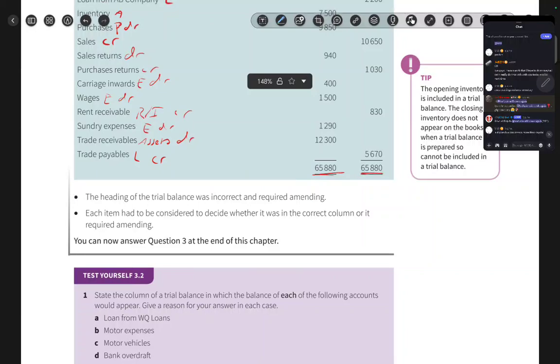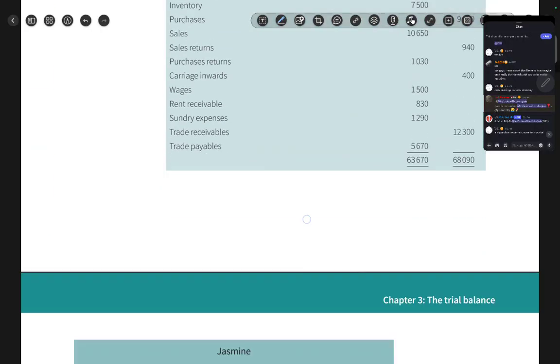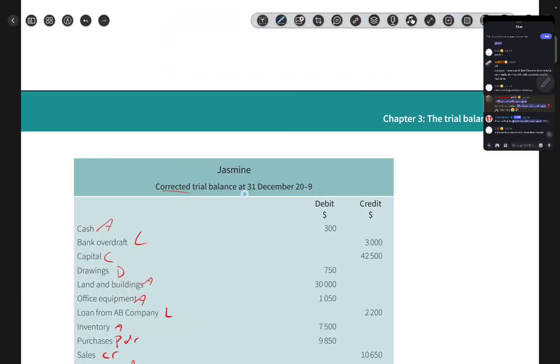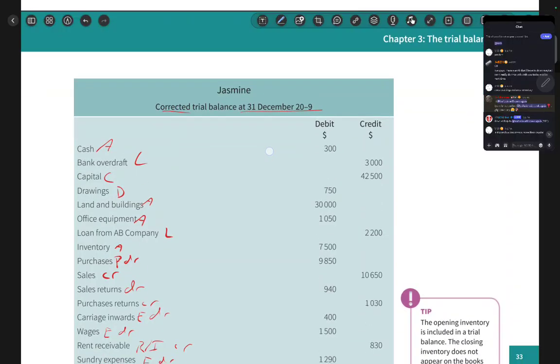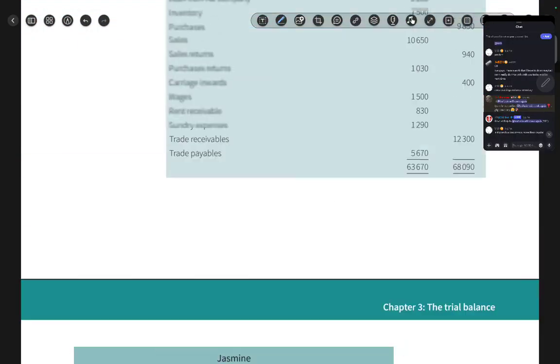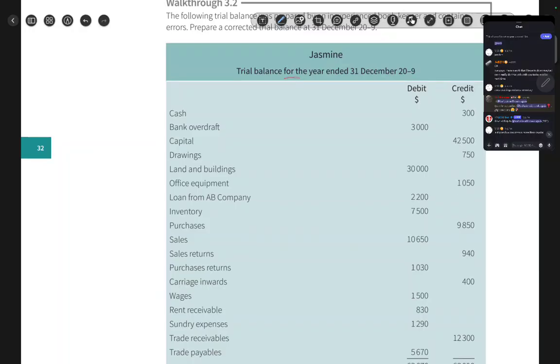The heading of a trial balance was incorrect and required amending. Let's see what error the heading had. For the year ended 31st December 2009, it should be trial balance at 31st December 2009. Because this trial balance is the list of balances at 31st December. It's not for the year, so it has nothing to do with the year. Like it has nothing to do with 31st April or something. I don't know. Is there a 31st April?